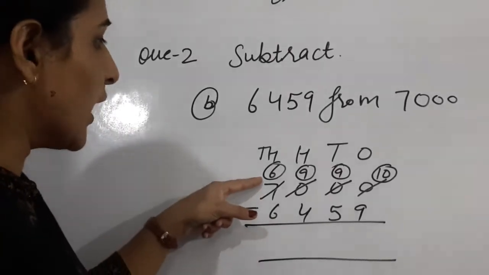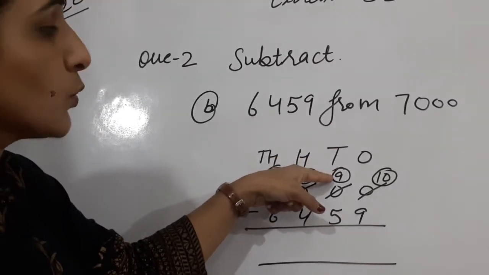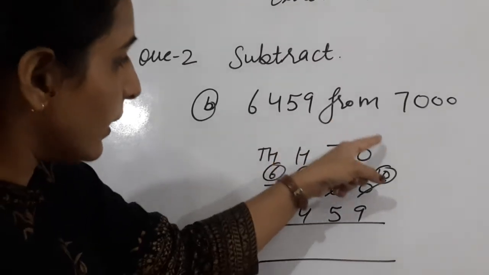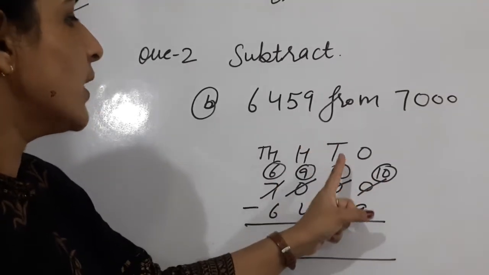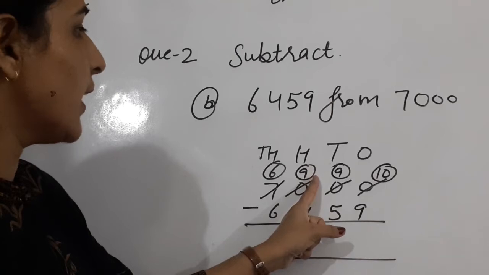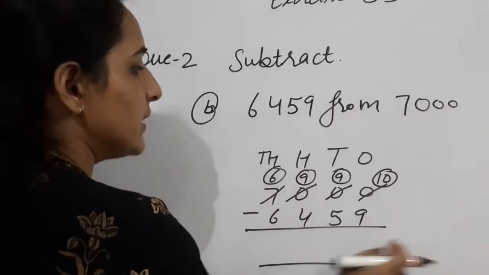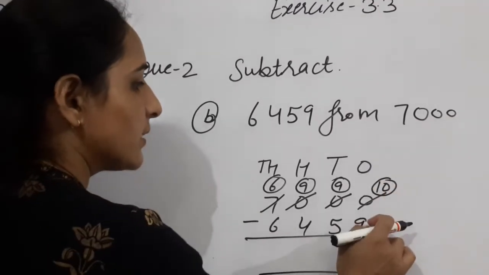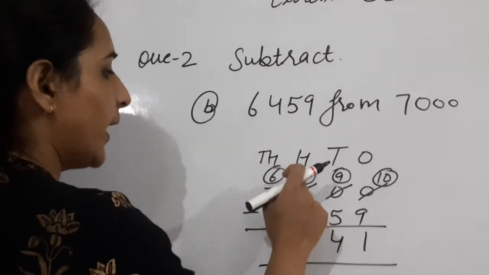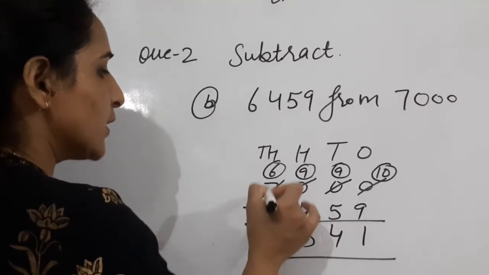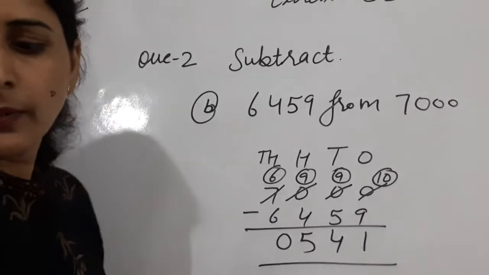Clear all of you? We start from there. We make it 10 but again we are taking carry here. So we make 10 tens but we are again making here 10 ones. So 10 ones, 9 tens, 900 here and 6 in the 1000. Now easily we can subtract. 10 minus 9 equals 1, 9 minus 5 equals 4, 9 minus 4 equals 5 and 6 minus 6 equals 0. Clear? This is part number B.